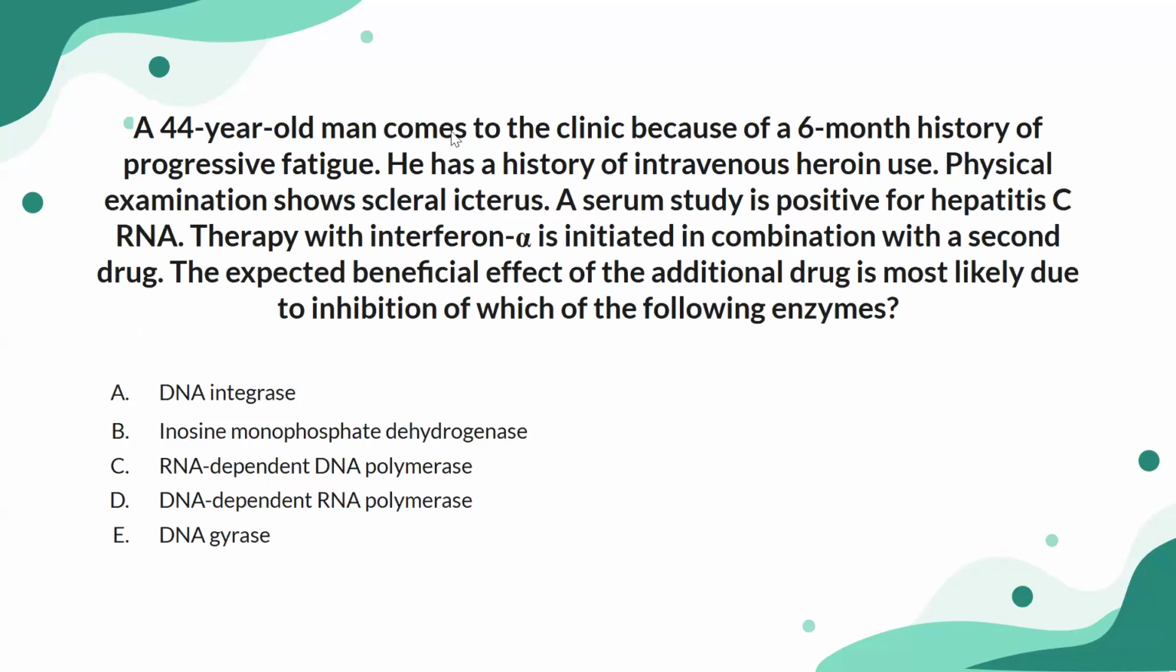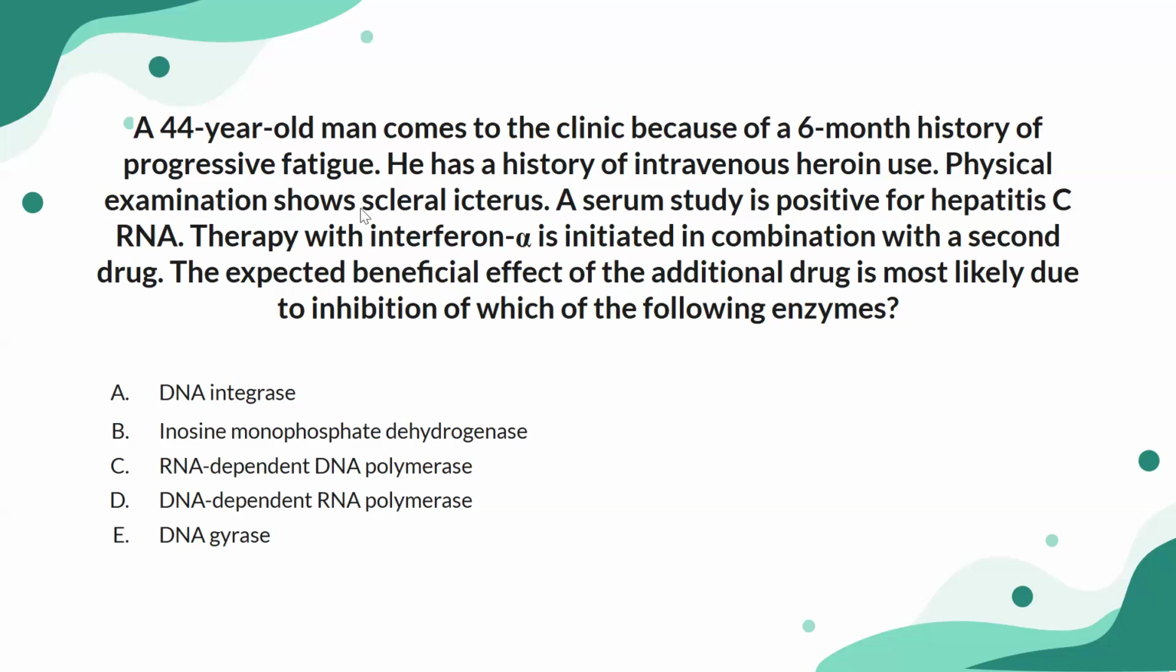All right, a 44-year-old man comes to the clinic because of a 6-month history of progressive fatigue. He has a history of IV heroin use. Physical examination shows scleral icterus. Study is positive for Hep C RNA. Therapy with interferon alpha is initiated in combination with a second drug.